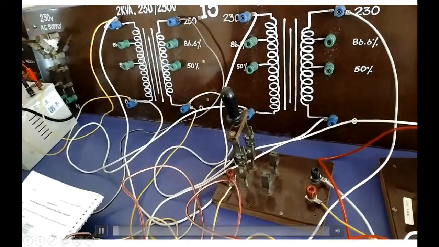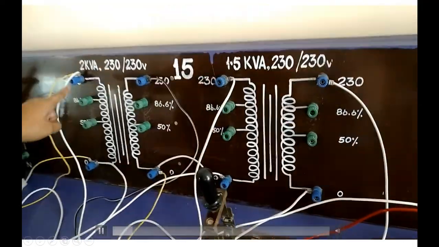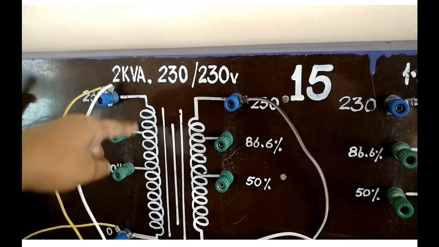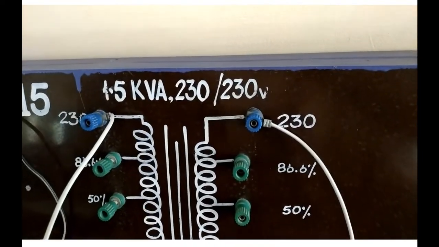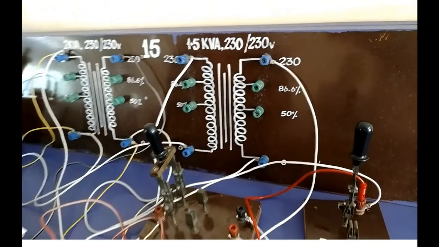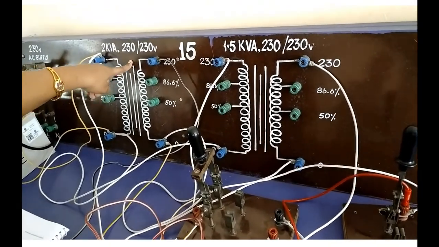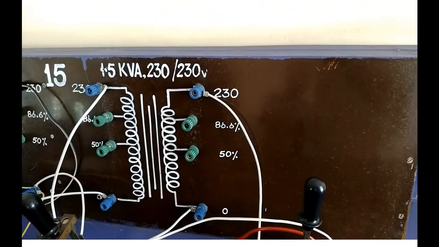We are going to perform parallel operation of two dissimilar single phase transformers. Here we are taking two different capacities of transformer. First transformer capacity is 2 kVA and the second transformer capacity is 1.5 kVA. So both the transformers we are going to connect in parallel. The primary and secondary voltages are 230 in the first transformer, and in the second transformer the primary and secondary are also 230.